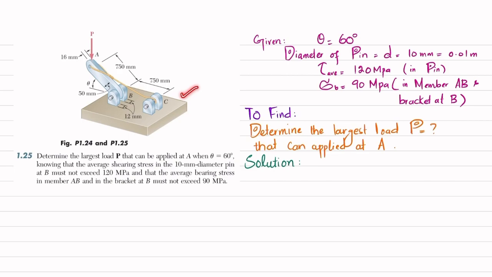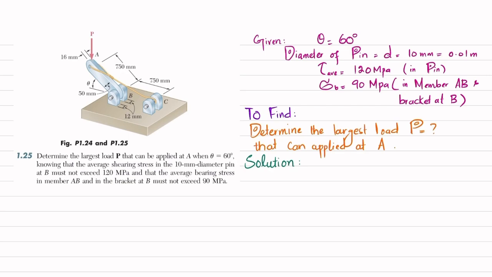So you can see this is the figure. This is member AB where the P load is applied. These two are the brackets and this is the pin. The diameter of the pin is given as 10 millimeter. The average shearing stress in this pin is 120 megapascal and the average bearing stress in member AB as well as in these brackets is given as 90 megapascal. So you have to determine the maximum load P that can be applied at point A. So let's start with the solution.